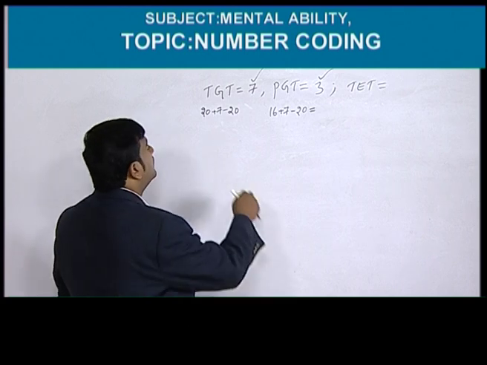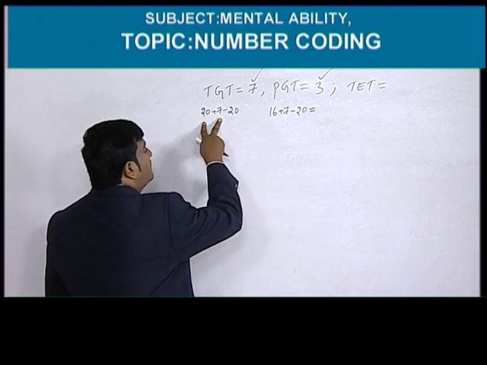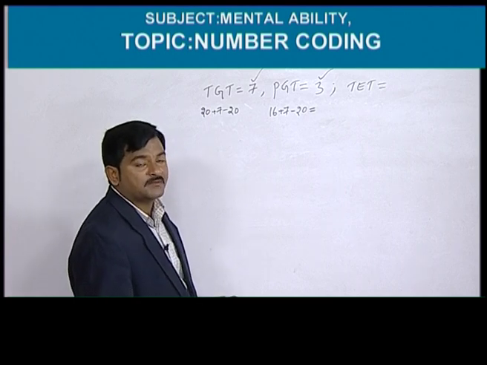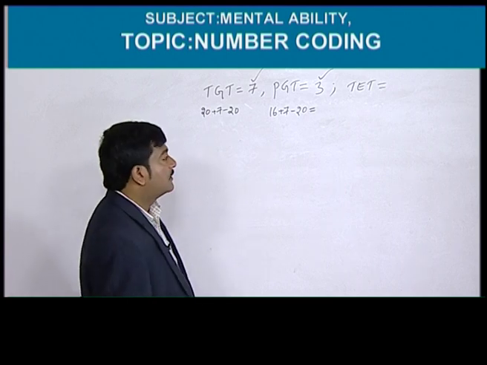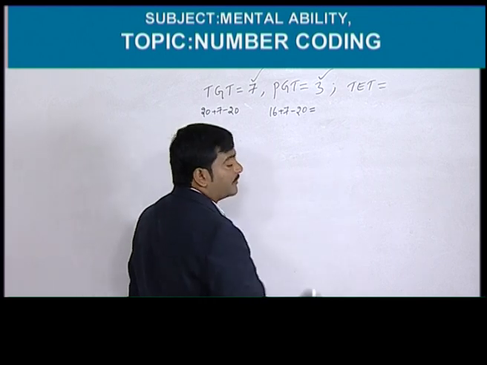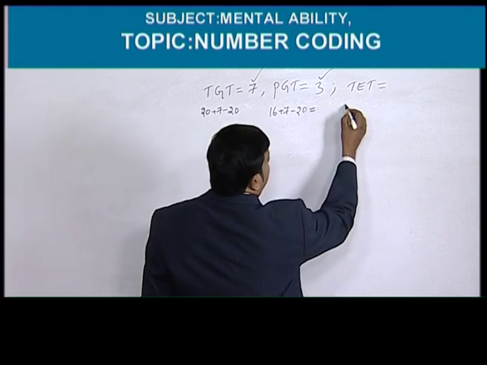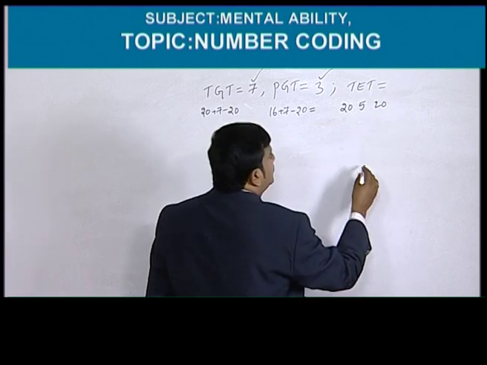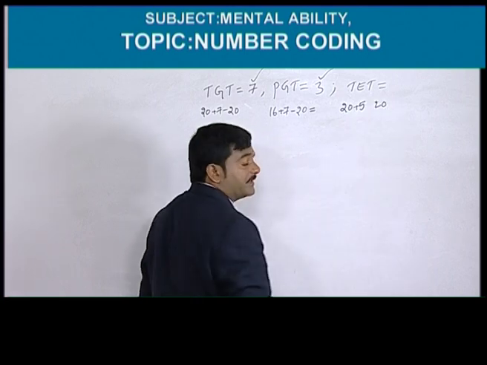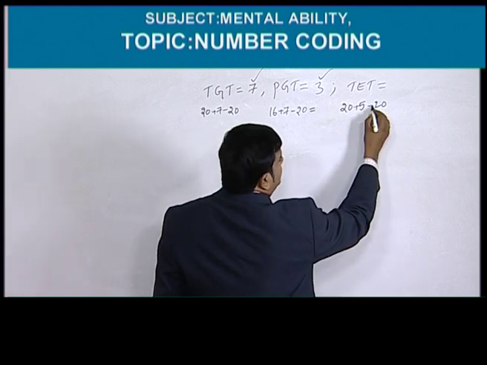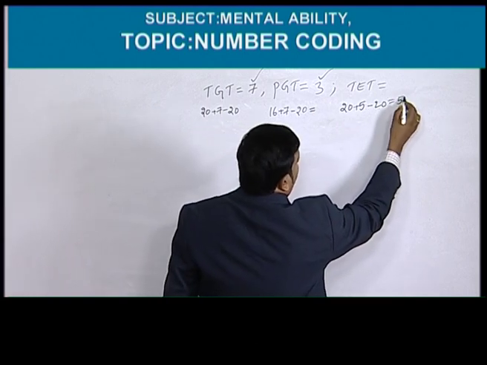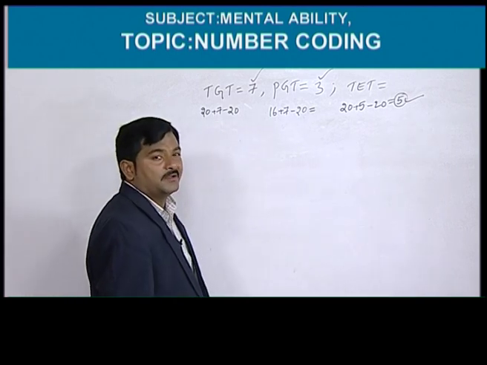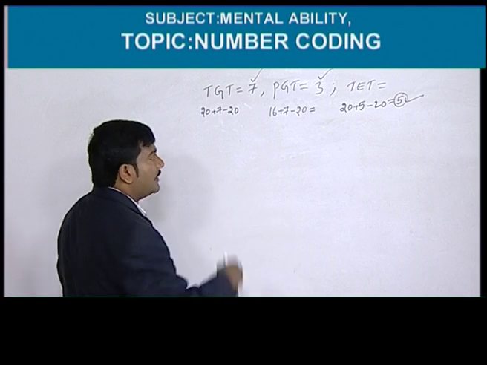The meaning is, by adding the first 2 alphabets' numbers and subtracting the last number, we are getting the coded word. Okay, the same concept we can apply for TET also. See, what is there here? T means 20, E means 5, again T means 20. 20 plus 5 is 25. Subtracting 20 from 25, how much am I getting? 5. Hence the code for the given word TET is 5.